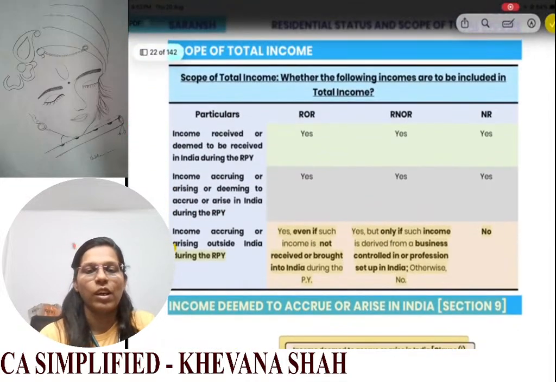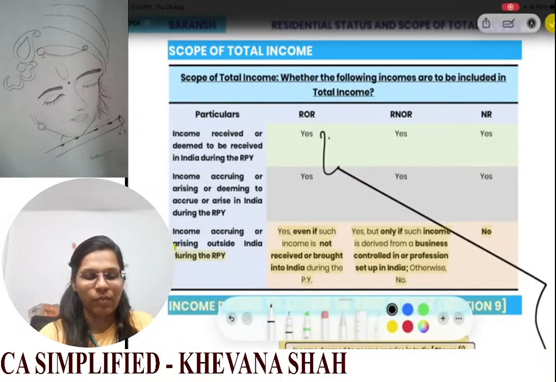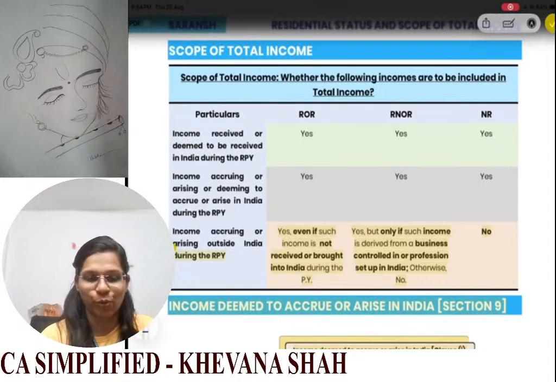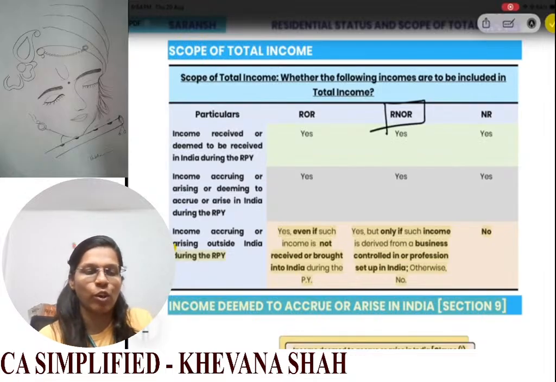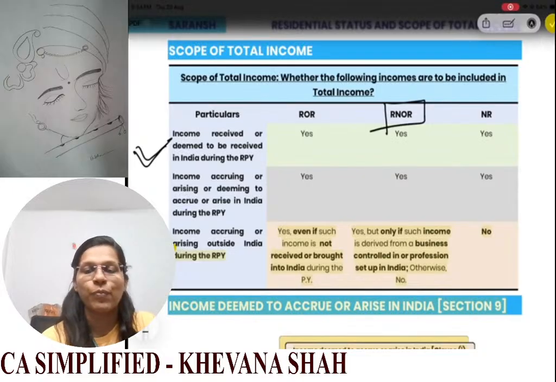So see, for your resident and ordinary resident, income from all the sources will be included while calculating your total income. But in case of resident and non-ordinary resident, all the income received or deemed to be received in India during the relevant previous year, so received or deemed to be received will be included for all three.